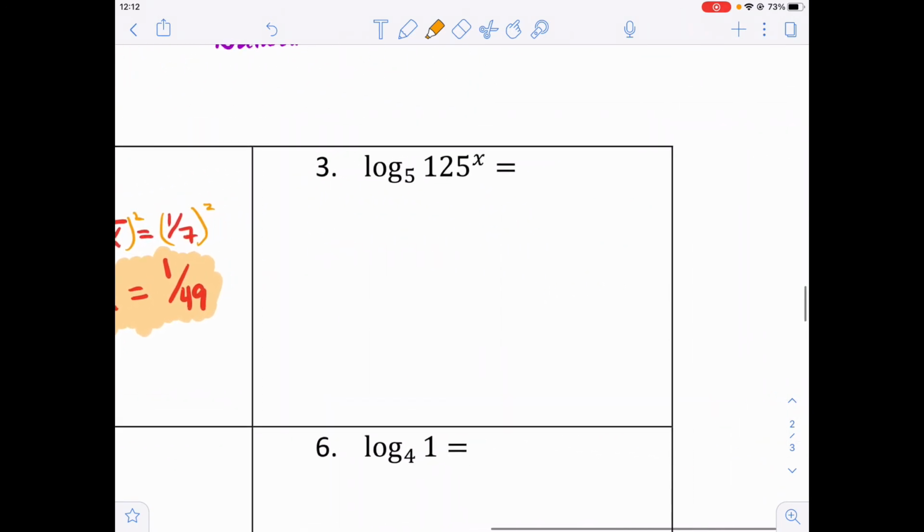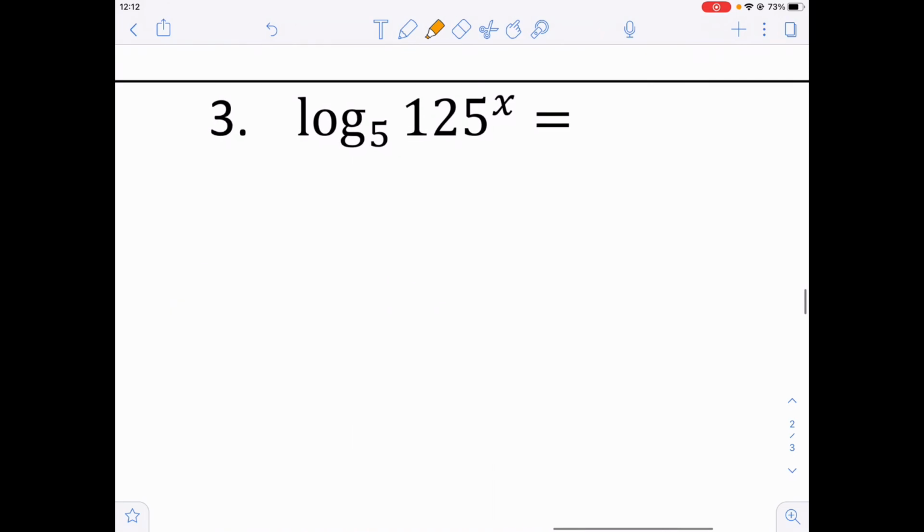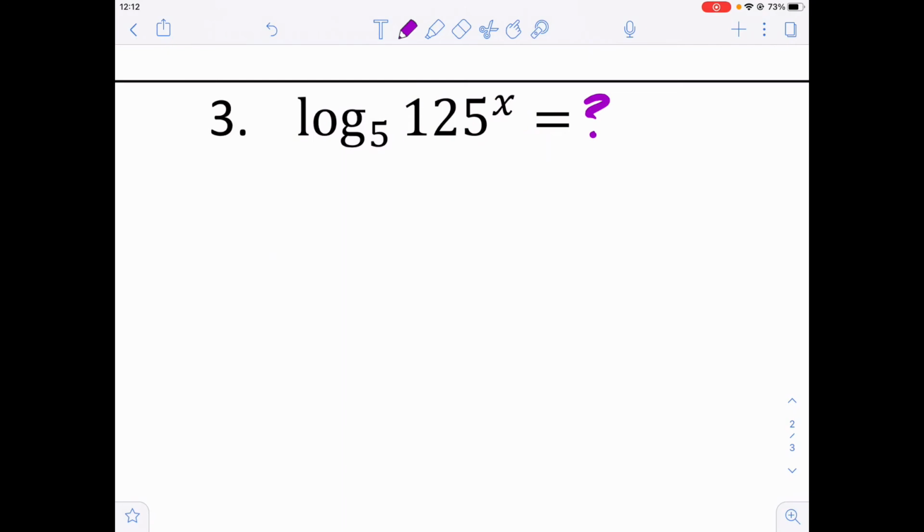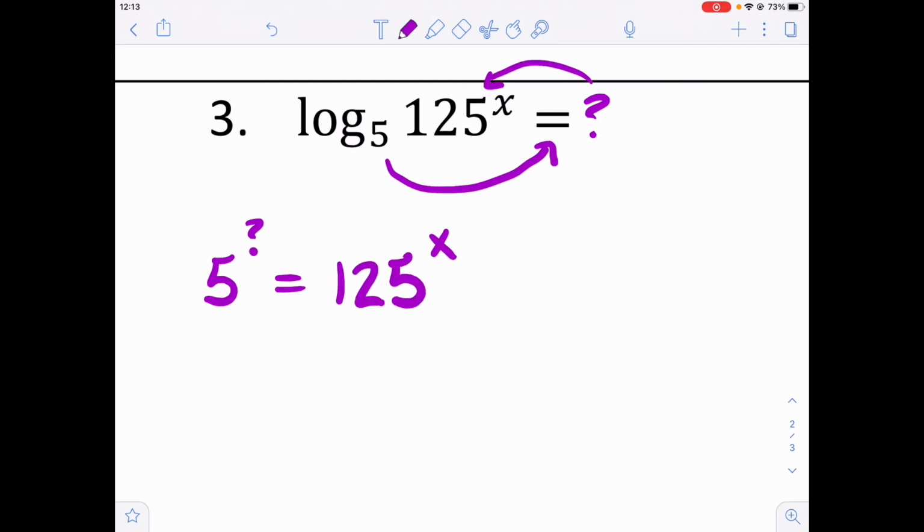All right, let's try one that's a little bit weird. So in this one, we have log base 5 of 125 to the x. Well, let's do a little question mark over here. So we're looking for 5 to the something is equal to this, 125 to the x. So this doesn't look particularly easy to solve. And so what we want to do is figure out if we can rewrite so that these bases are the same.